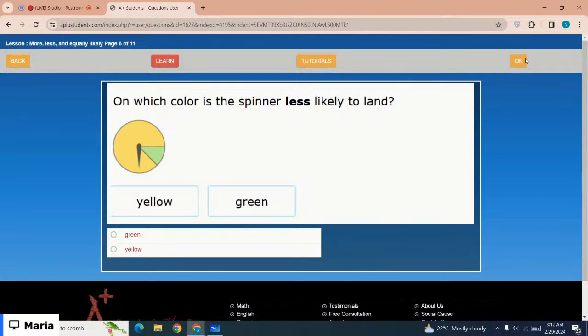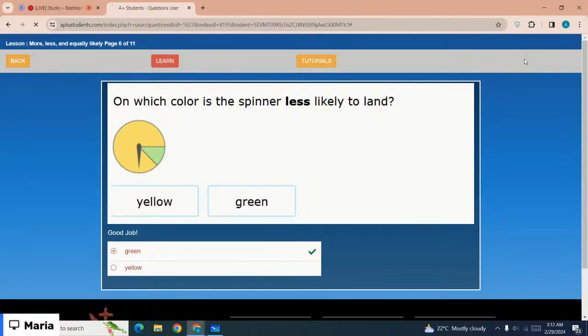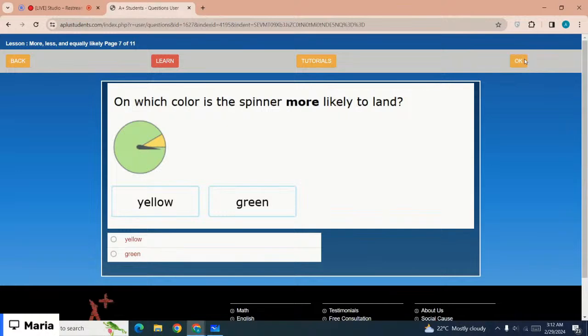Yes, now this time the spinner has a very small green portion, right? So, it will land on green. The correct option is green. Very good. On which color is the spinner more likely to land? Yellow or green? Which is the correct option?